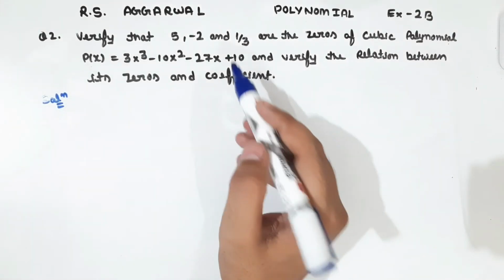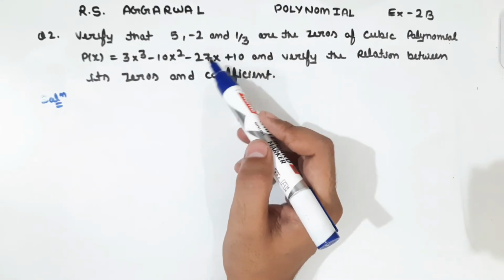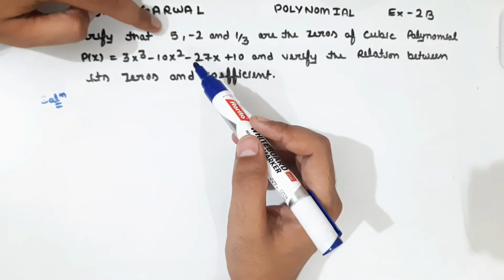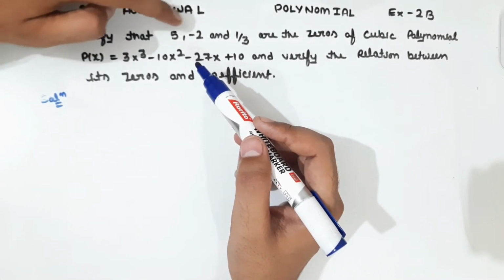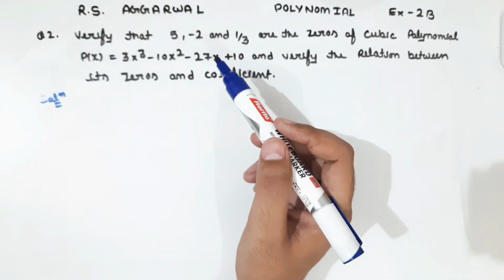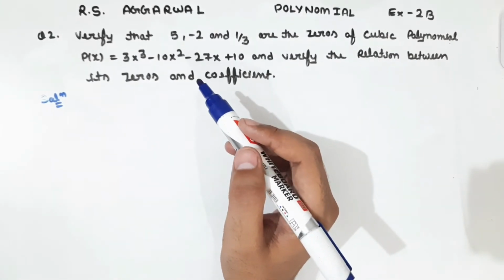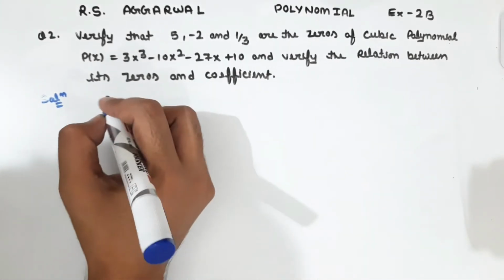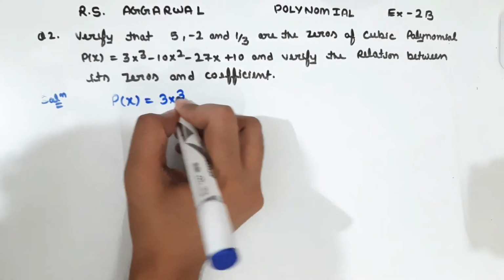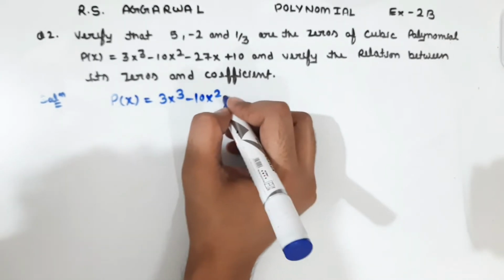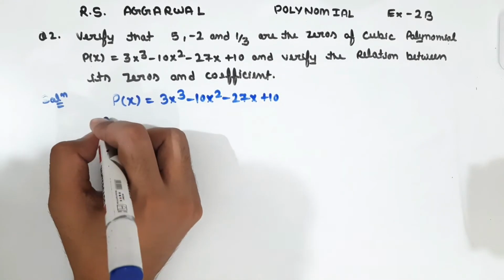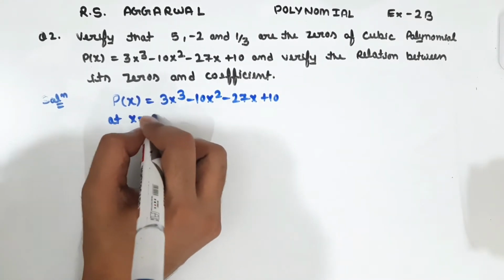we know that if 5, minus 2 and 1 upon 3 are zeros of the given polynomial, then the value of the polynomial at x equals 5, x equals minus 2 and x equals 1 upon 3 will be equal to 0. So from here we have given P(x) is 3x cube minus 10x square minus 27x plus 10. So firstly we will check at x equals 5.